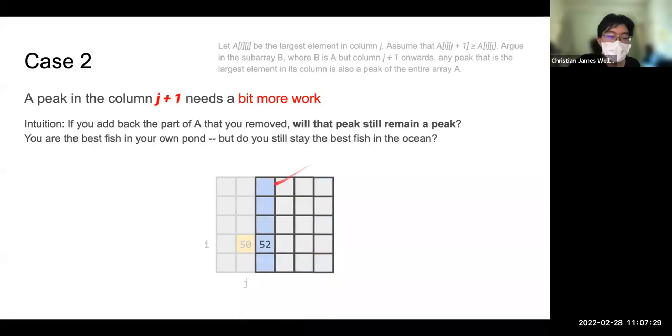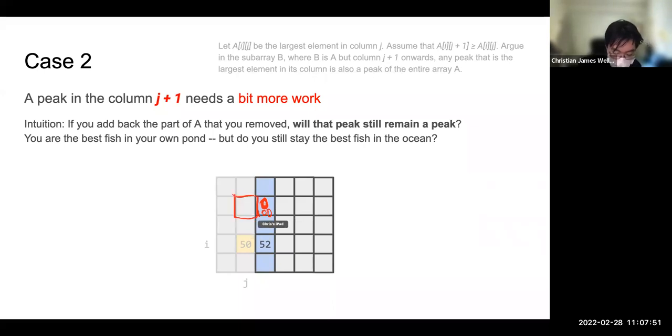Okay, but the part over here is a potential problem. We need to do a bit more work. And why is that? Because if you add back the part of this region that's removed, the concern here is that if you found an element, like let's say this guy is the max, it was 100, what we don't know is the information about this guy.